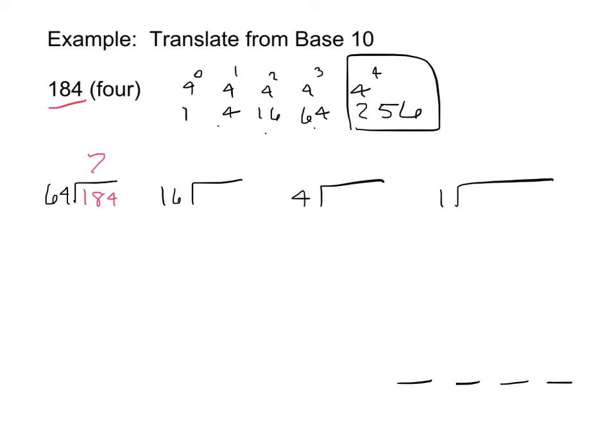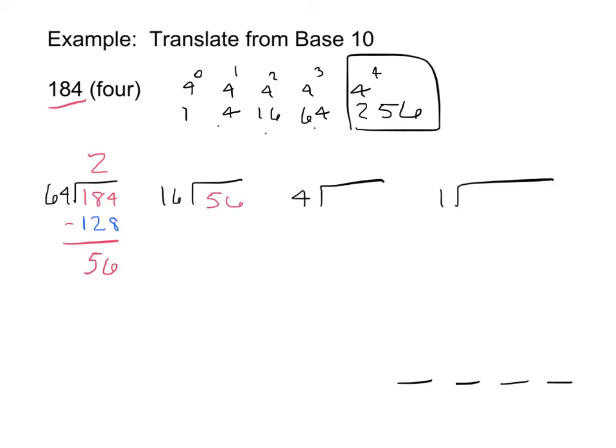Remember, all we're going to do is put 2 here. We don't care about the decimal. That's going to come from something else. So we put 2 in, and now we have to figure out the remainder. We take 64 times 2, which is 128, and we subtract 128 from 184, and we get 56. We take that 56 and move it over to that 16, and then we start the process over again.